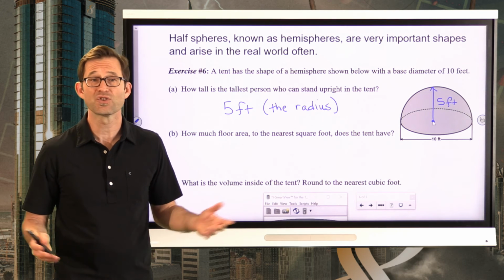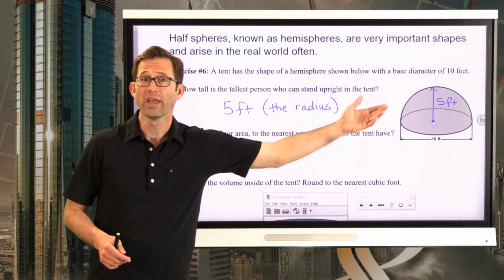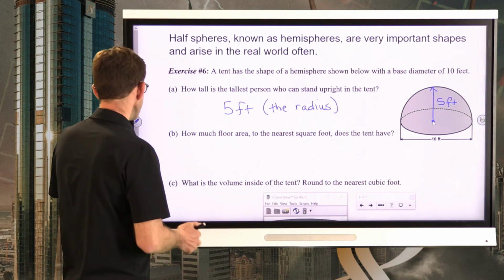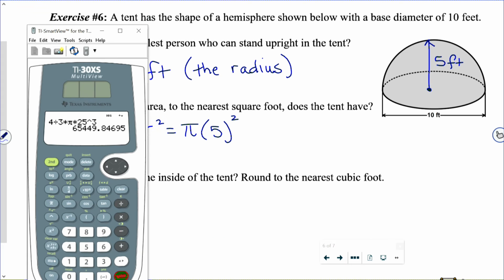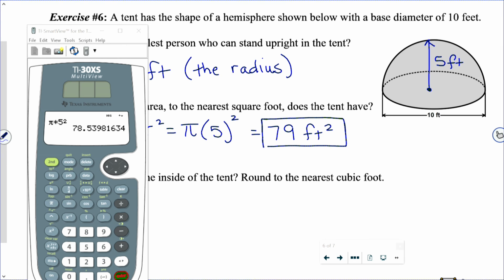Well, quite frankly, that's just the area of a circle whose radius is 5 feet, right? It's just area equals pi r squared, where the r is 5. So let's find that out. No cubing here because we're just doing the area of the floor, and the floor is a circle. So it's got 79 square feet to the nearest square foot.